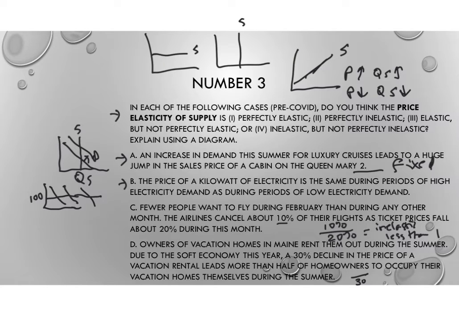So we might have half of the homes that are not available anymore. So the quantity supplied has decreased 50%, and the price has decreased 30%. This is going to be elastic, because the percentage change in quantity supplied is greater than the percentage change in price. So if you were graphing this, it would be a typical elastic curve, maybe something like this.